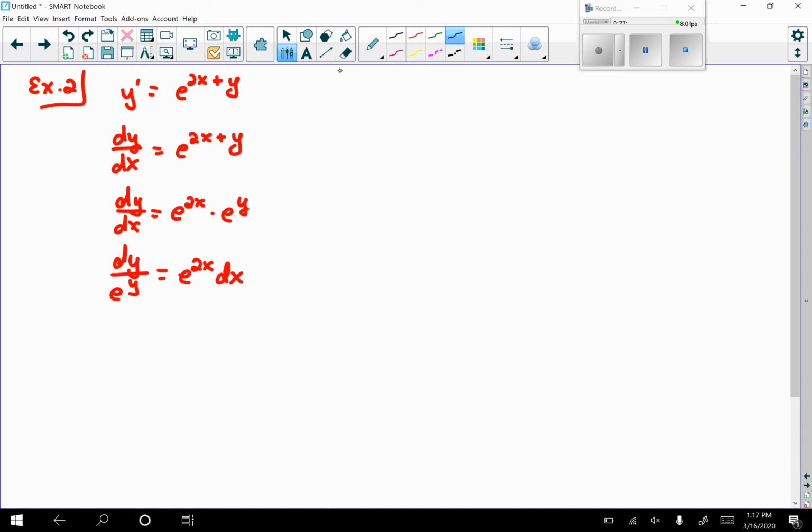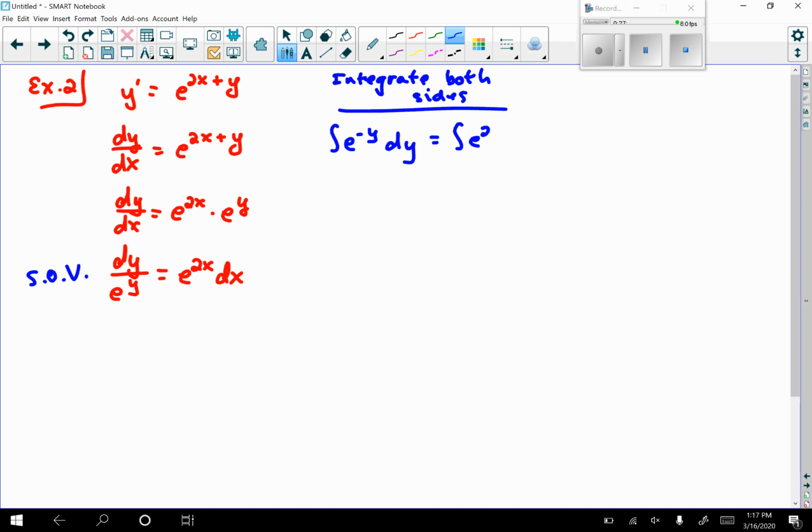So next we're going to take the integral of each side. Again, at this step, this was the separation of variables. So I'm going to write this as the integral of e to the negative y dy, then the integral of e to the 2x dx. If we wanted to use u substitution, we'd have to use it twice. So if you did, you could call u equal to negative y here, but then over here use like a w.